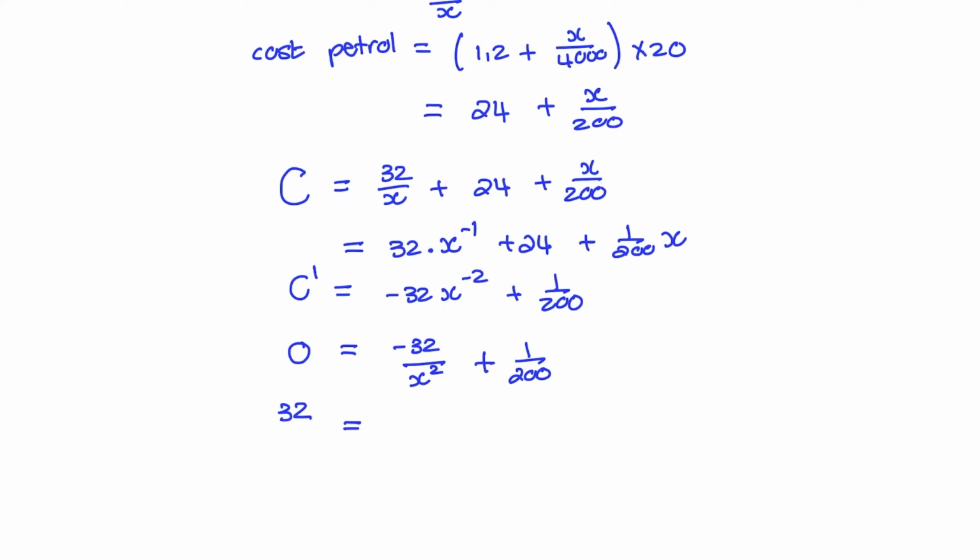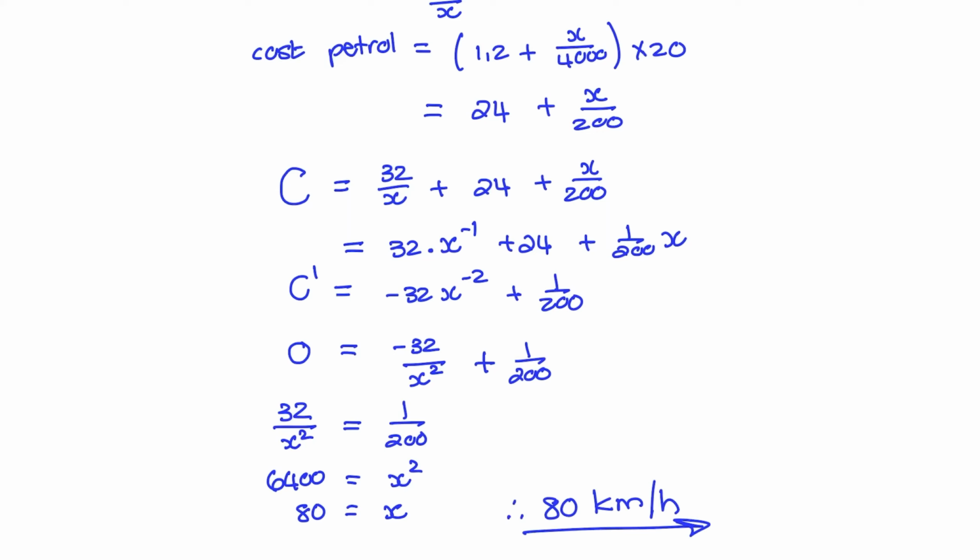Now I will solve for x. I take the first term over, then I will cross multiply. So x squared is equal to 6,400, and I take the square root. Therefore, the average speed at which I need to travel is 80 kilometers per hour.